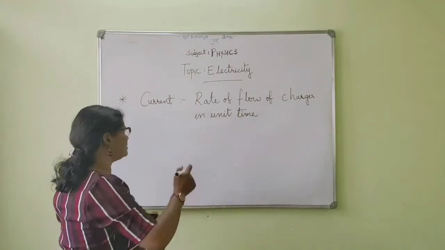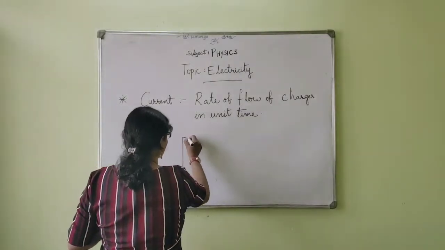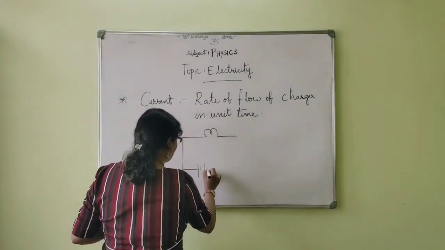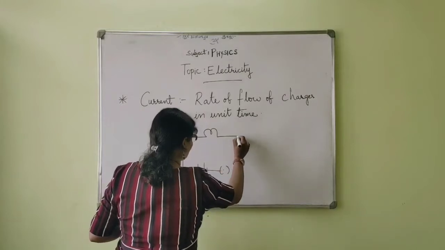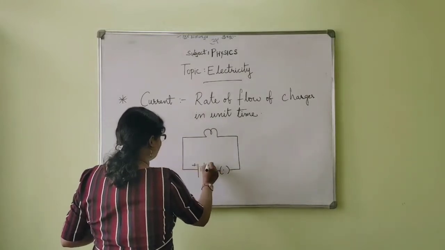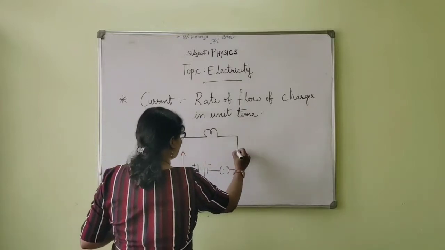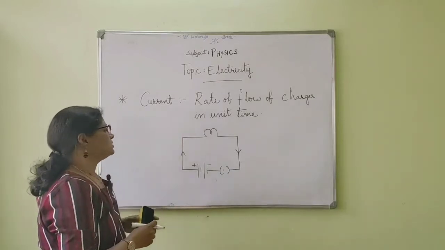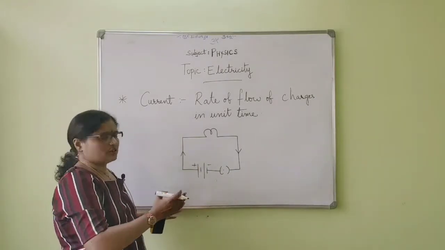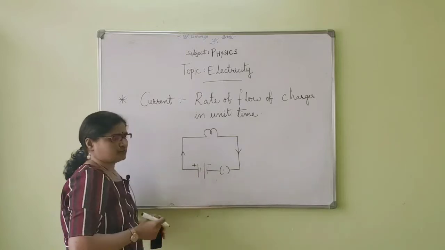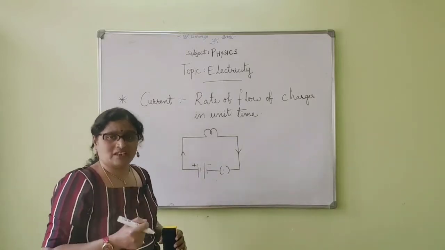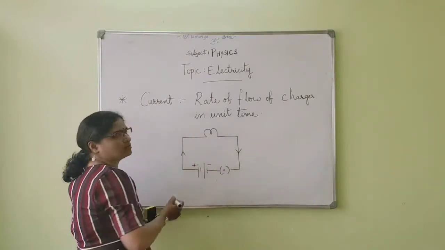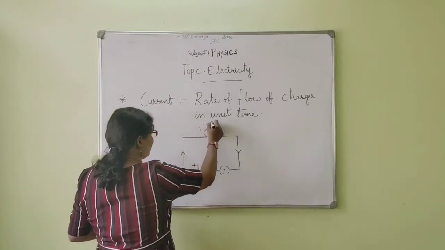Now let us consider a simple electric circuit by connecting a bulb to a battery and a switch. Let us mark the direction of the flow of the current from the positive to the negative terminal. This is a simple electric circuit consisting of a bulb, battery and a switch. It is very easy to understand that whenever we put on the switch, the current starts flowing through the circuit and the bulb will start glowing.